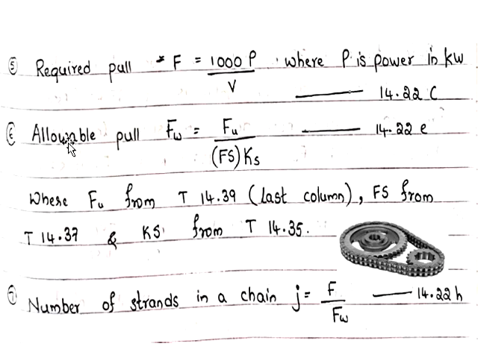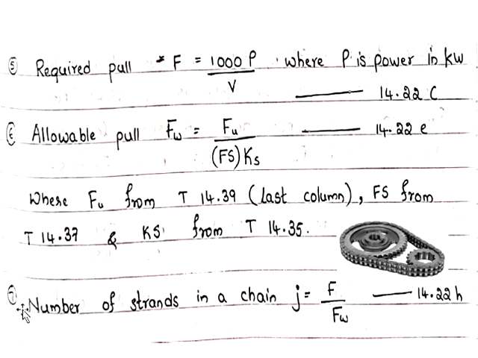Step number 6, calculate the allowable pull using equation number 14.22e. Fu by Fs Ks, where the Fu value is nothing but the breaking load. You have already noted it down. Fs is the factor of safety from table number 14.37, and the Ks value from table number 14.35. These things are mentioned exactly below equation number 14.22e. You need not remember from where exactly you can get different values. This information is given below equation number 14.22e.